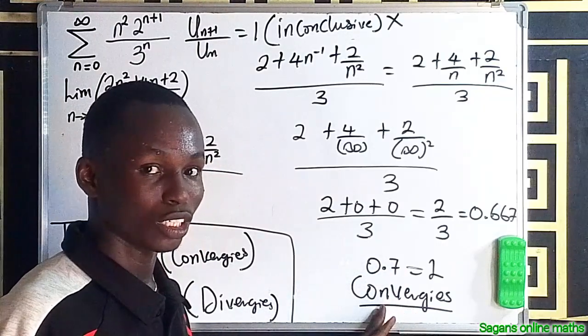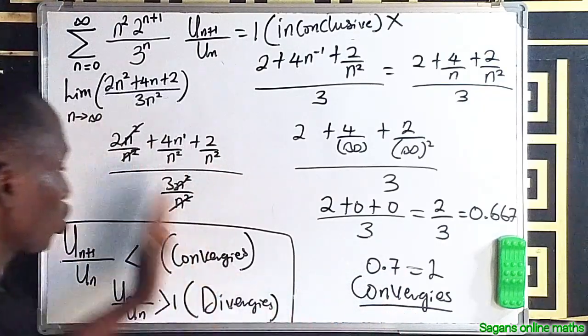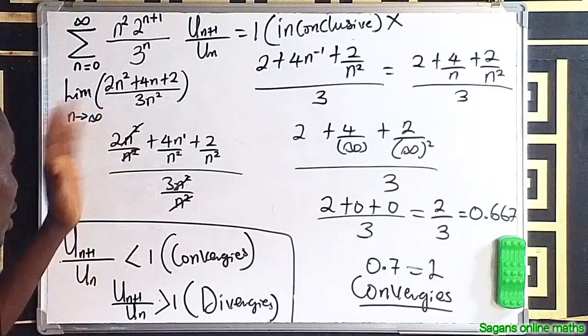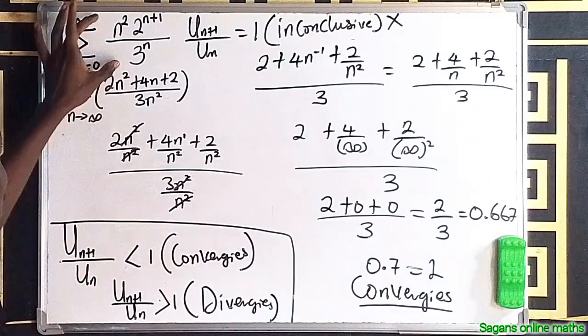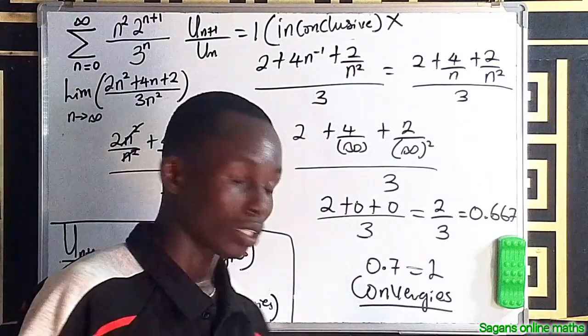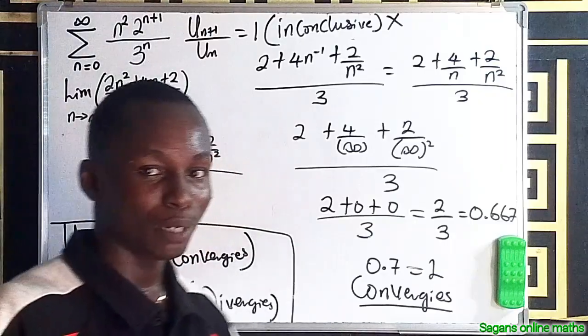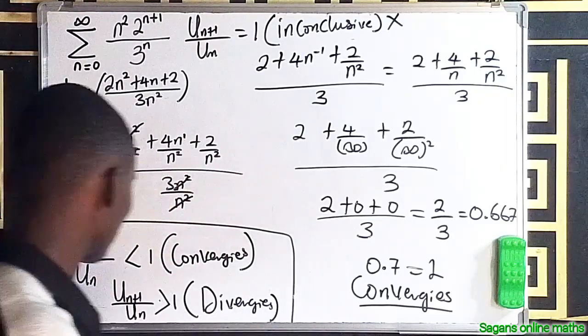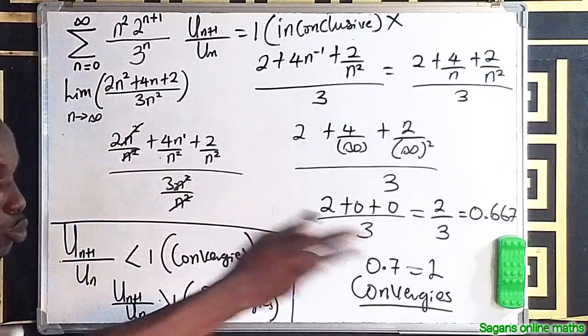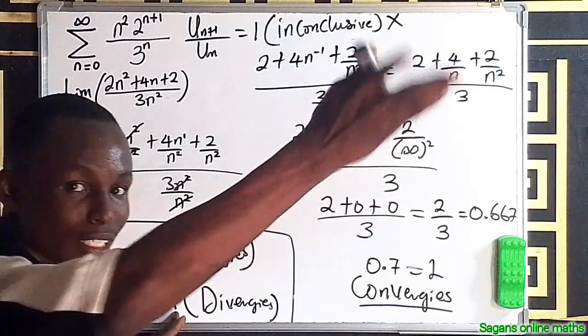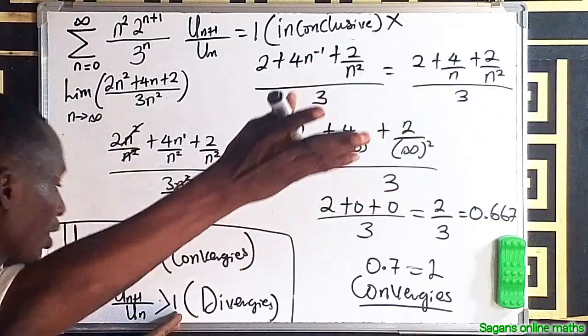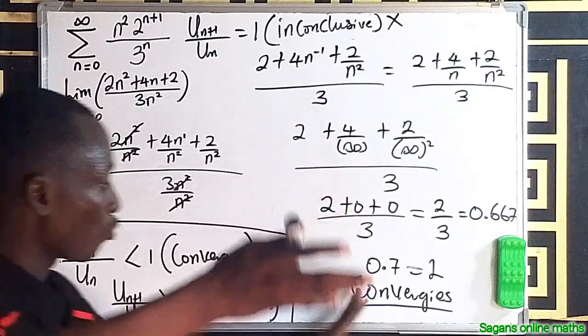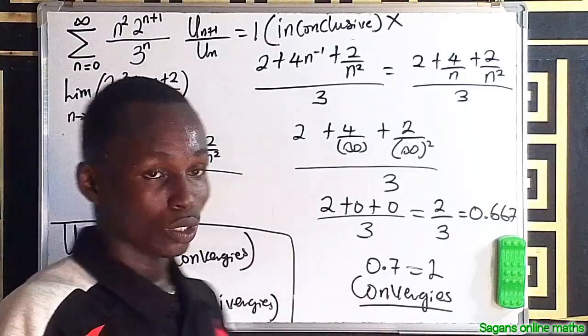Very simple and interesting, okay? So this is a beautiful solution to this question. So you have determined that this series converges, not diverges. Diverges simply means it should be greater than 1. That means it will be 2, 3, 4, 5, 6, 7, 8. That means it diverges. But when it's less than 1, it converges. And this is a beautiful solution to this question.